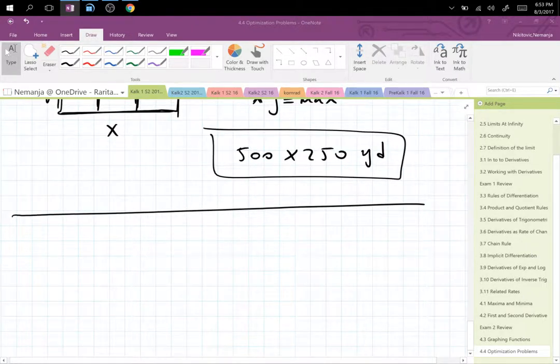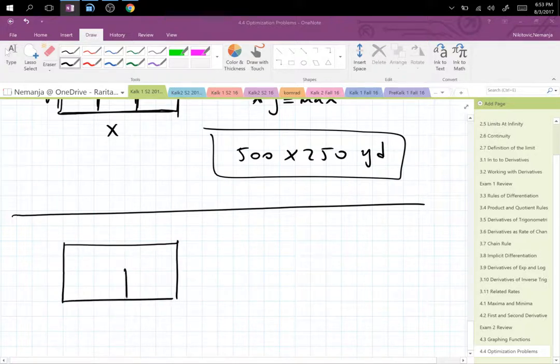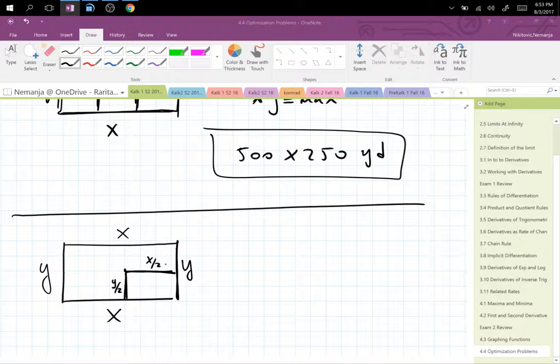We can go crazy with this as long as you know geometry and know how to figure things out. You should be fine. So you can have something like this, and the whole thing is x, the whole thing is x, the whole thing is y, the whole thing is y. This little thing is y over 2, and this little thing is... you just add them all. And you just have crazy numbers to work with, but the procedure is still the same. You will still have the two equations.